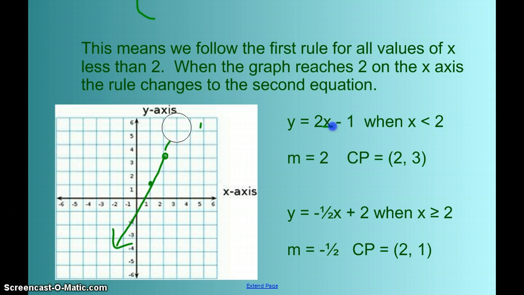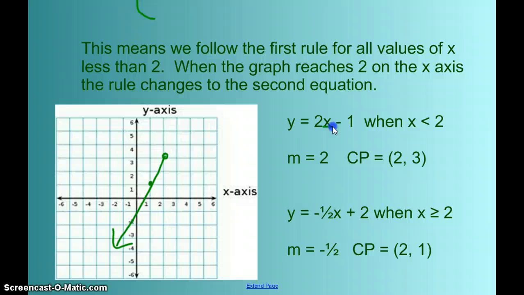And we're going to erase that line to the right, because that rule no longer applies. When we get to that point, 2, 3, our rule no longer applies, so we can't graph anything to the right of that point. We can only graph to the left, because that's where less than would be. So now, we graph our second line.